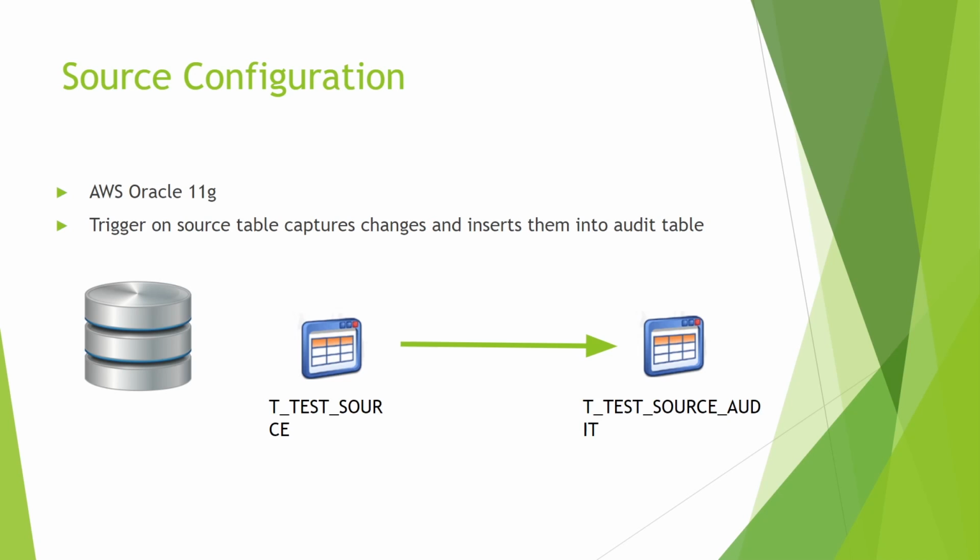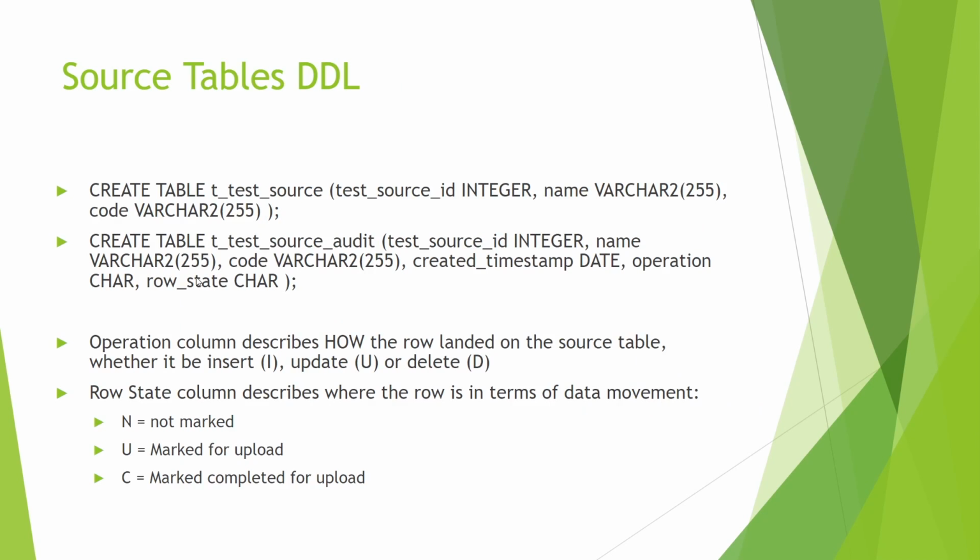We have an AWS Oracle 11G environment with a source table with data and an audit table that captures the changes from the source table using insert, update, delete triggers. The DDL we're using is also as generic as possible. There are no keys, no referential integrity, and it requires no disabling of indices or ordering of tables.